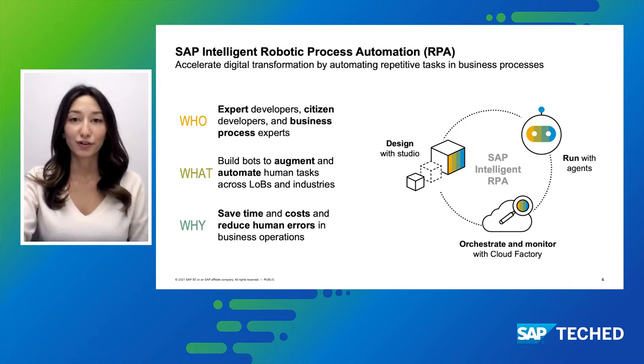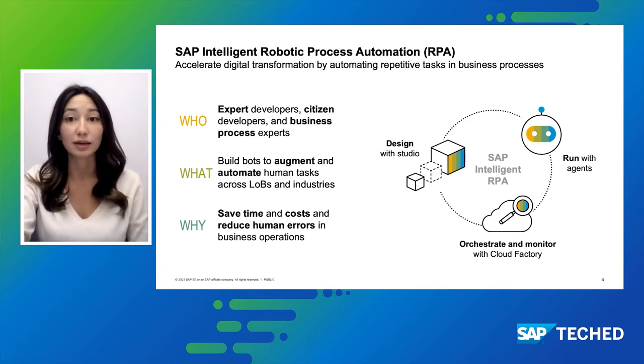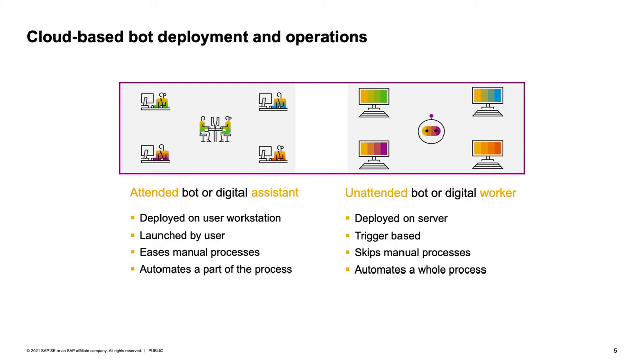Indeed, we offer efficient and easy collaboration between three target groups, which are the expert developer, the citizen developer, and the business process expert, to build complex bots that really augment the human tasks. So using our easy-to-use tool, you can automate business processes by keeping the legacy investment to first save time and costs, reduce human errors, and help employees to focus really on the added value, which is customer interactions, decision-making, and so on.